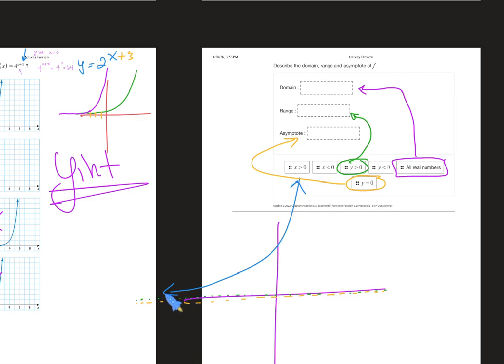It is just above 0 and up forever, which is why y is greater than 0. And the asymptote, the line it approaches, the line it doesn't touch, is y equals 0.